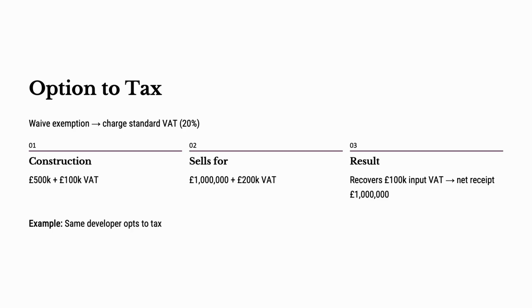Here is the clever bit: you have collected £200,000 output VAT from the buyer. They have paid £100,000 input VAT to the construction company. The offset: £200,000 minus £100,000 equals £100,000 to HMRC. Their net position: they have recovered that £100,000 construction VAT and received £1 million net from the sale. Much better than the exempt scenario, where they have borne the £100,000 VAT as a real cost. This is why the option to tax is so widely used in commercial property.